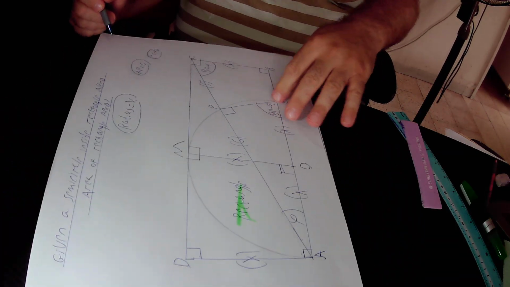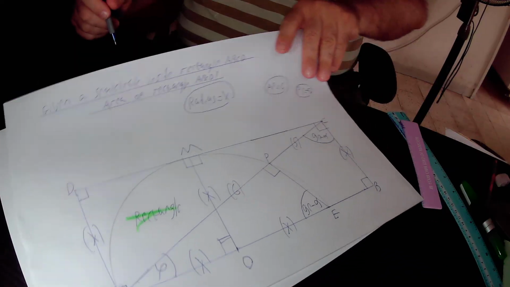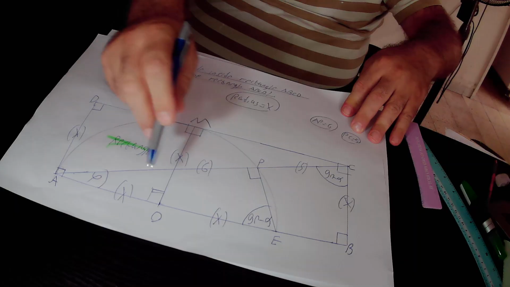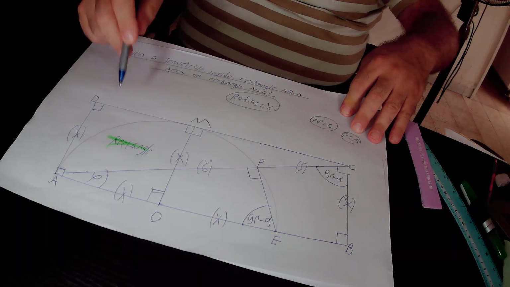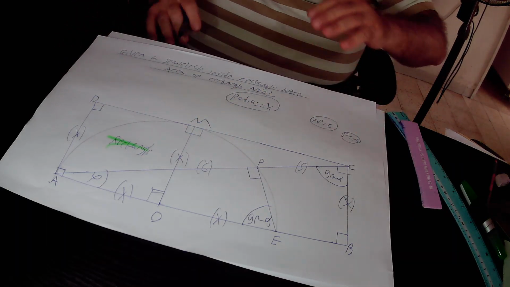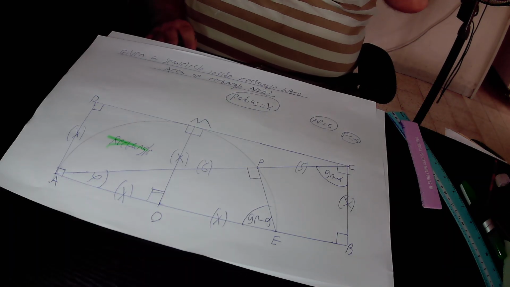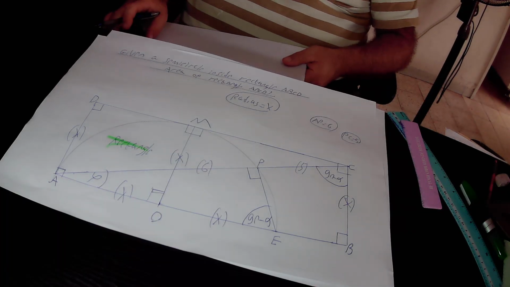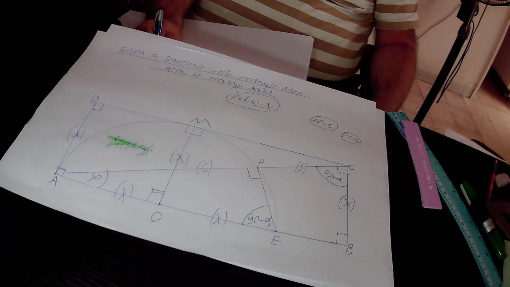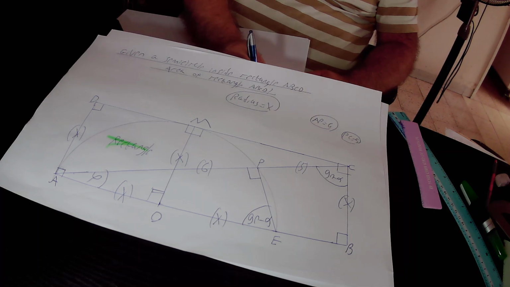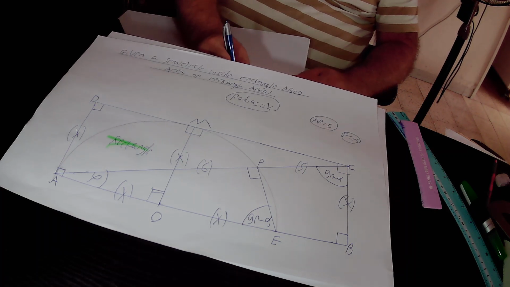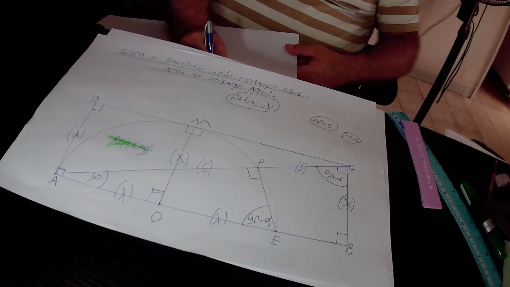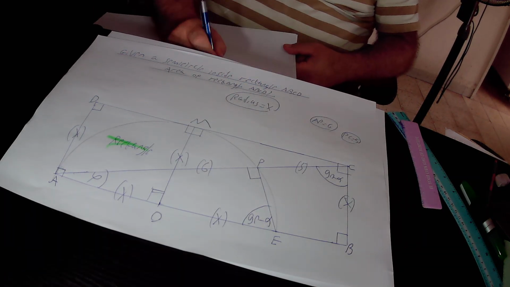In the next step, we will prove that the big right triangle ABC is similar to this small right triangle APE. So I write it down. We prove that the big right triangle ABC is similar to the small right triangle APE.